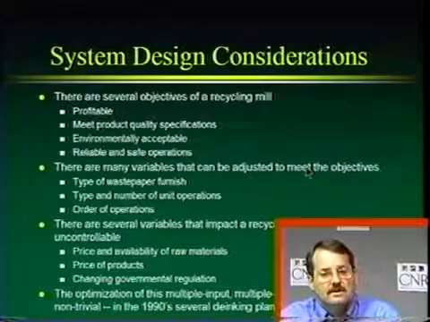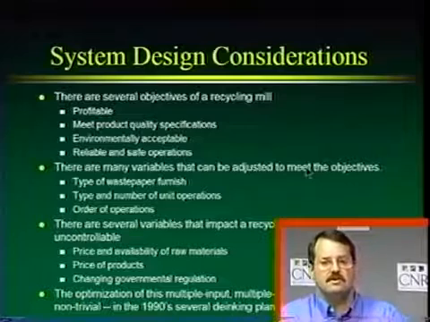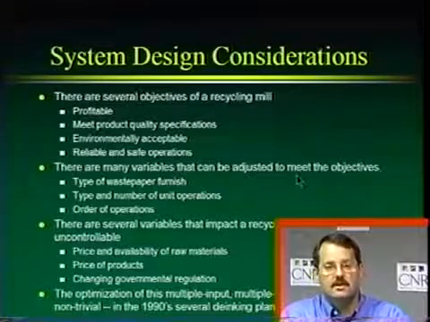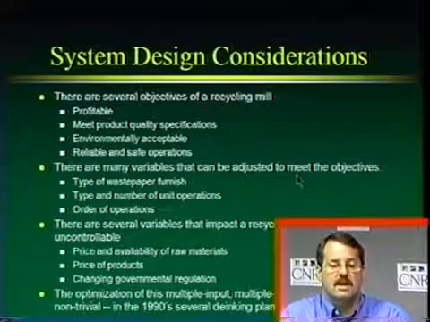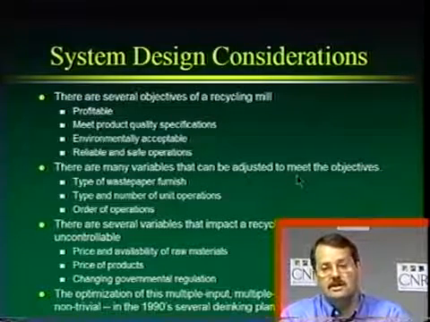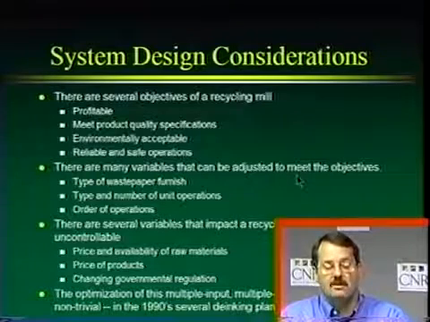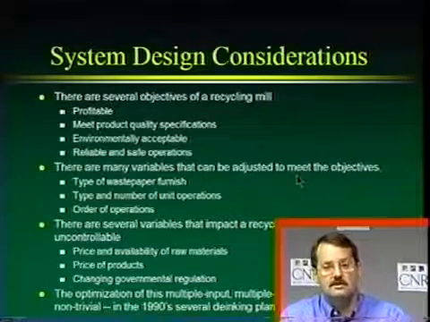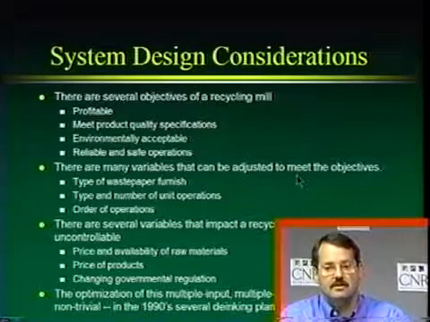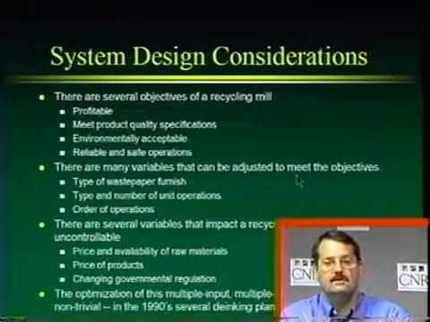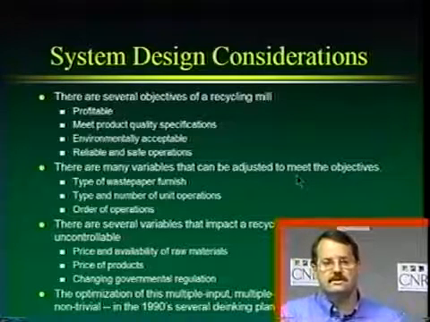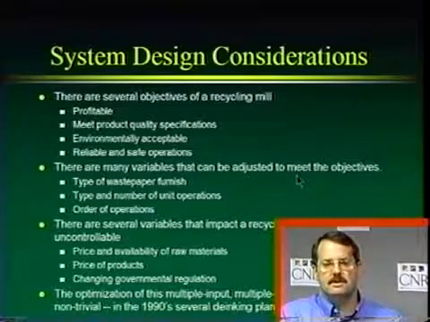All right, and then to do that, we've got several variables that we can adjust. So for instance, the incoming furnish type, the type and number of unit operations. Many times you go into a paper mill and you find that some of the unit operations are bypassed. Well, some type of decision has been made that states that the benefit did not outweigh the cost of using that unit operation. You can change the order of operations. So those are some of the variables that you can change.